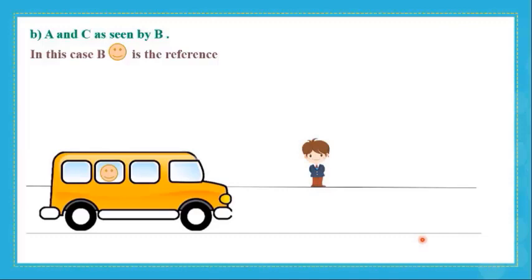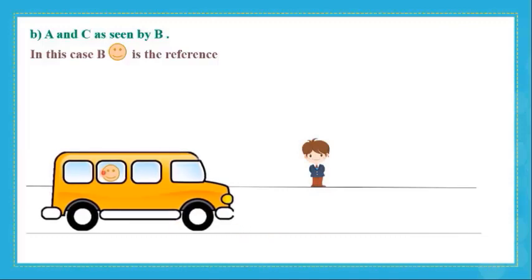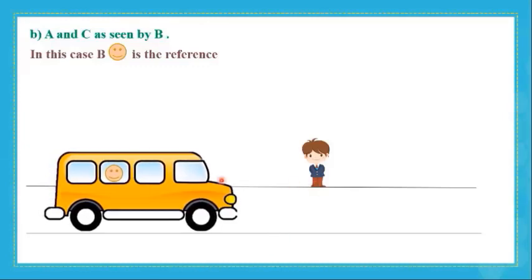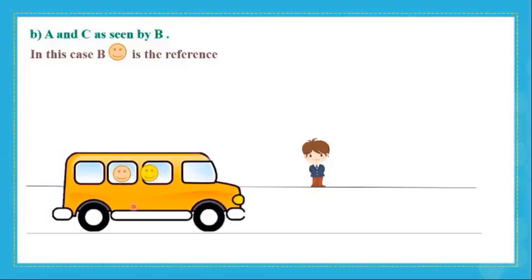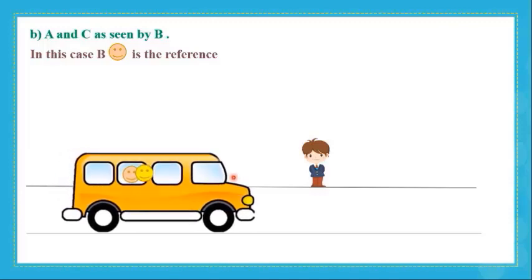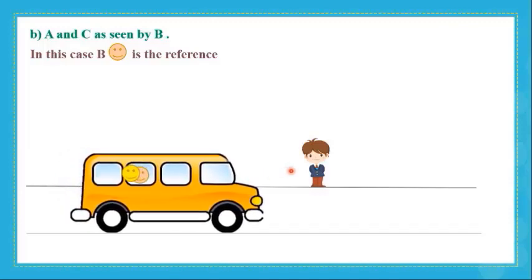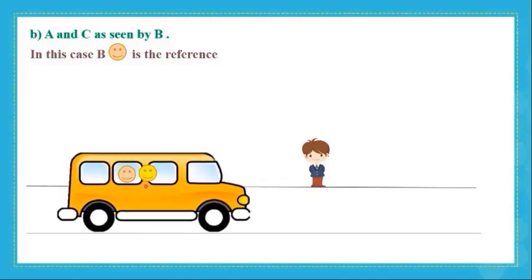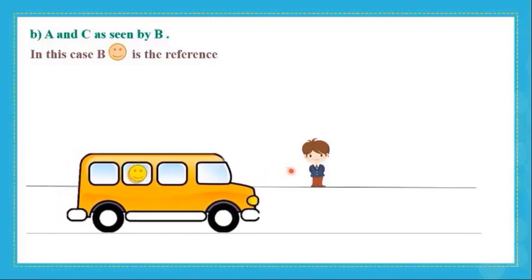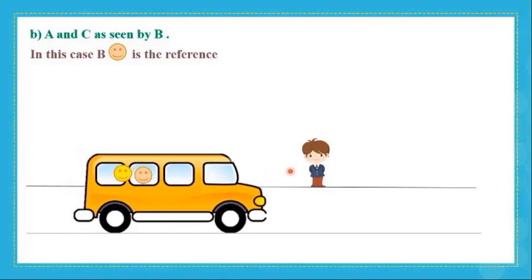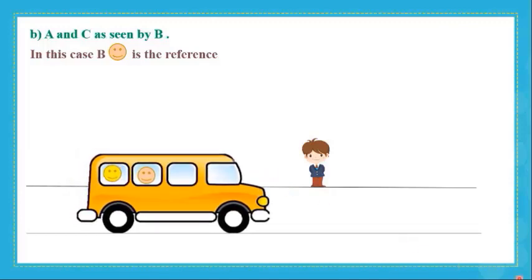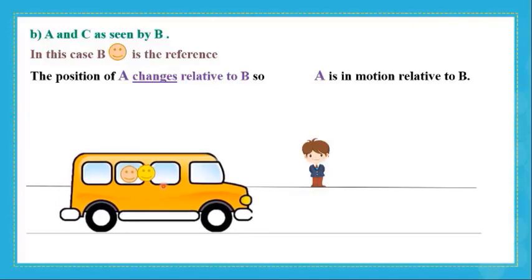Part B. Describe the motion of A and C as seen by B. B is the reference. A is standing on the road. B, the reference, is in the bus. The bus is moving. A is getting closer to B. So his position is changing relative to B. Then A is in motion relative to B.